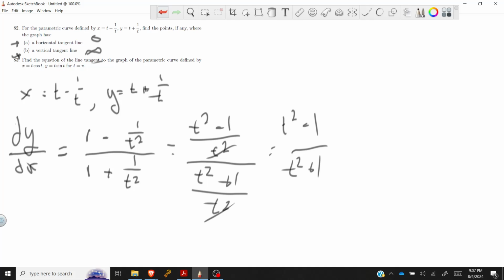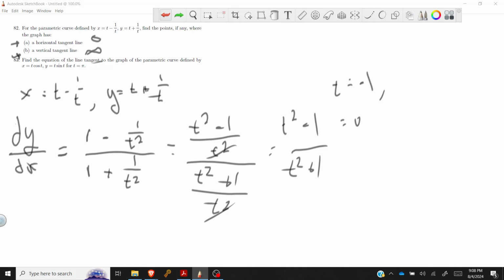So I can tell just by looking at it that there are going to be no vertical tangent lines because this cannot equal 0 unless you use like t equals i or something. But this one can. If we set that equal to 0, we can have t equal -1 or 1. So there are no vertical tangent lines and there are 2 horizontal tangent lines.